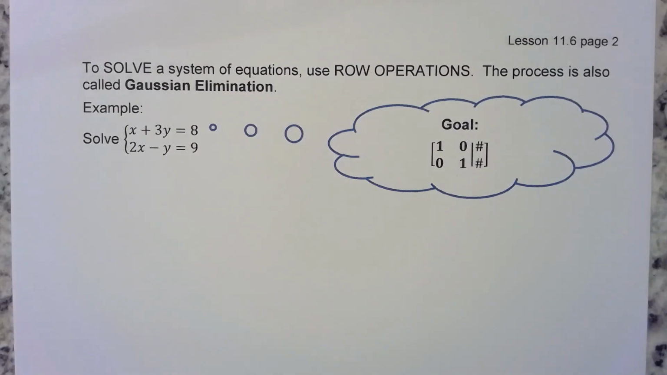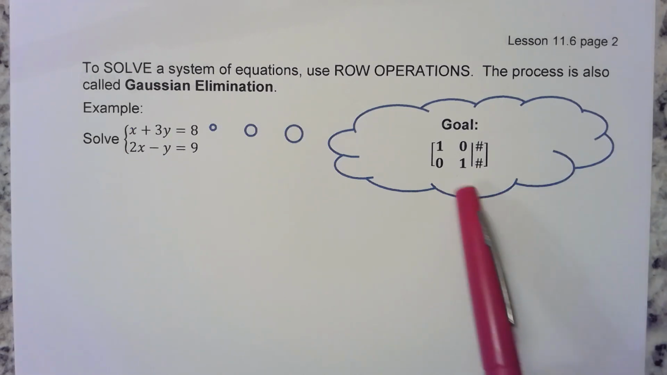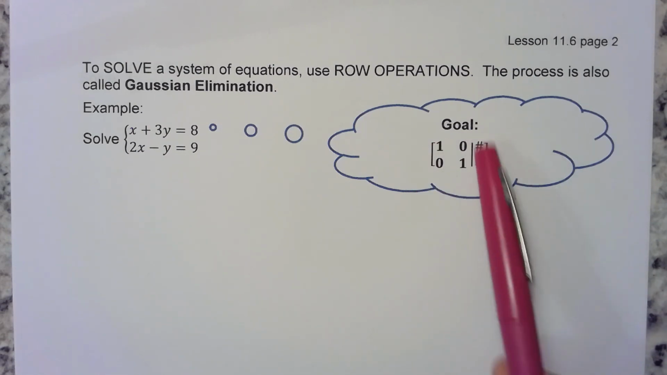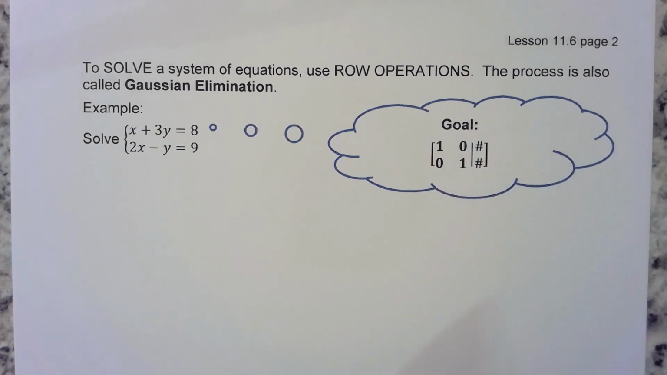How then do we solve a system of equations using Gaussian elimination? Well, the first thing you have to know is what your goal is. In this case, the goal is to get all ones and zeros on the left with some numbers on the right.